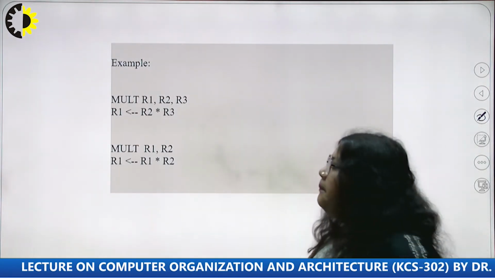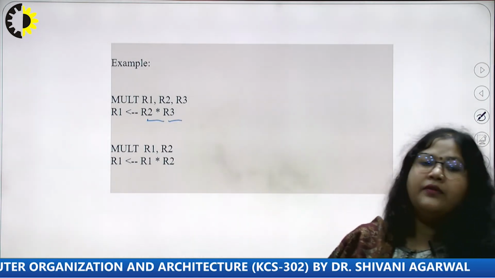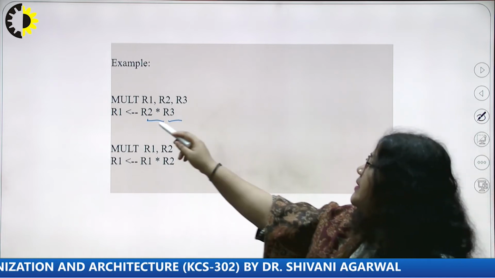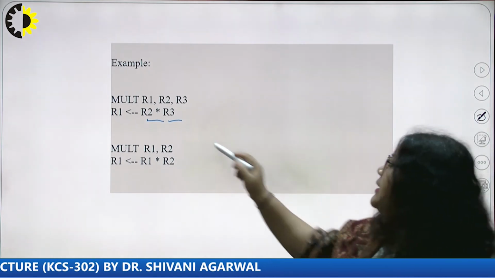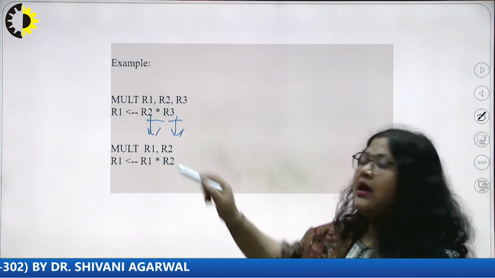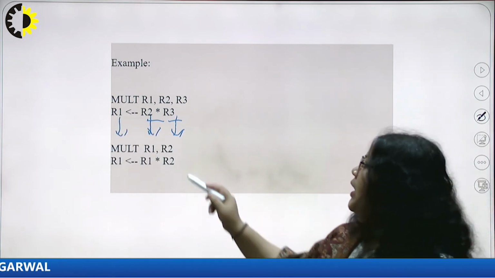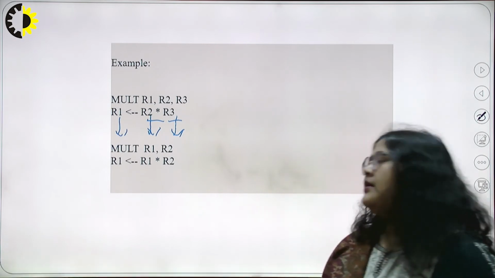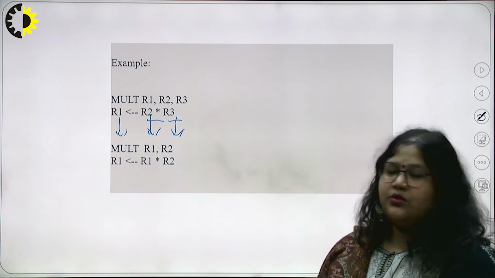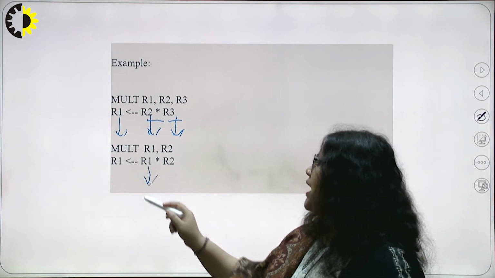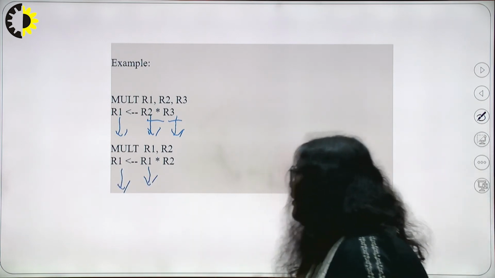This is the basic example. This is the example of the micro operation. R2 multiplied by R3 transfers to R1. In this case, we select the input registers R2 and R3, and the output register is selected as R1. And in the second example, we take R1 and R2 as the inputs, and R1 as the output also. So R1 acts as the input and R1 acts as the output also. So this is the basic example of the micro operation.